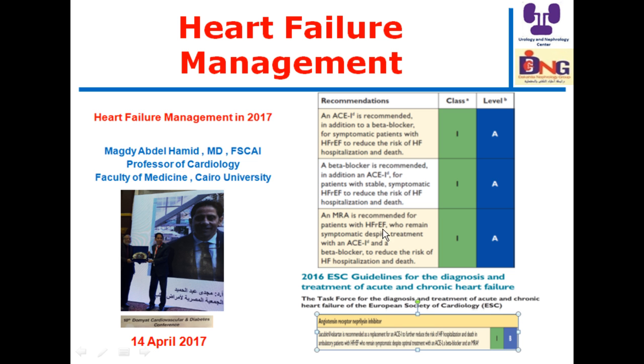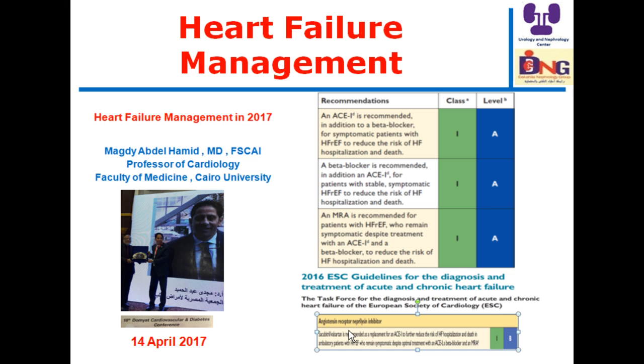Again, ACE inhibitor, beta blockers, and mineralocorticoid receptor antagonists. And the new class which I am discussing, valsartan, sacubitril, the neprilysin inhibitor plus ARB, is recommended at level B. If the patient is already maintained on ARBs, we can stop the ARB and give him this combination. Or if the patient is treated with ACE inhibitors, we can stop for a day or 36 hours and start the sacubitril valsartan combination. So this is an advance in heart failure.